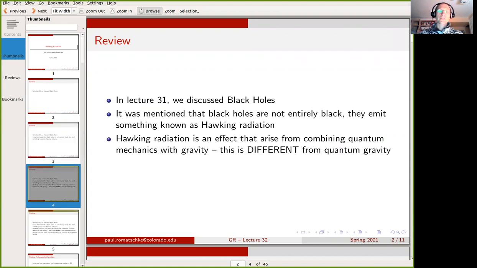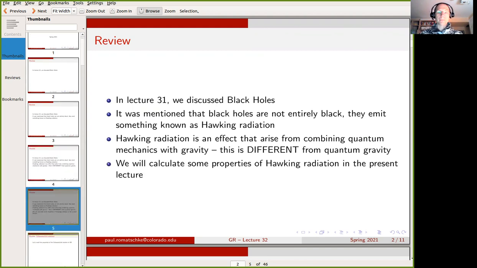Hawking radiation is an effect that arises from combining quantum mechanics with gravity. This is different from quantum gravity, which to this date eludes us. It is simply putting together gravity, classical gravity, and some regime of gravity where it has an effect on quantum mechanics observables. In this lecture, we will calculate that effect. We will calculate properties of Hawking radiation, and we will do so in the present lecture.